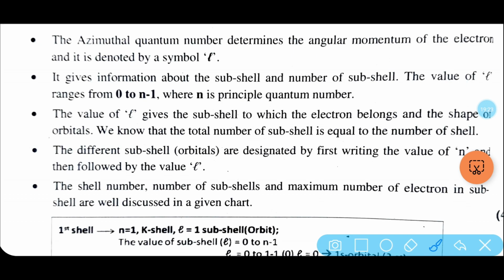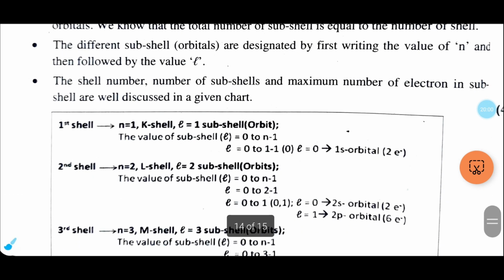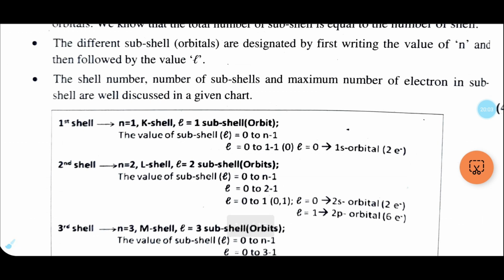The different subshells, that is orbitals, are designated by first writing the value of n and then followed by l. Whatever the different suborbitals present in the orbit are designated first by the principal quantum number n, and then followed by the azimuthal quantum number l. We will understand it by the examples given below. The number of subshells and the maximum number of electrons in a subshell are well discussed, as we have here the chart by which we are able to find out how the value of the azimuthal quantum number is determined.